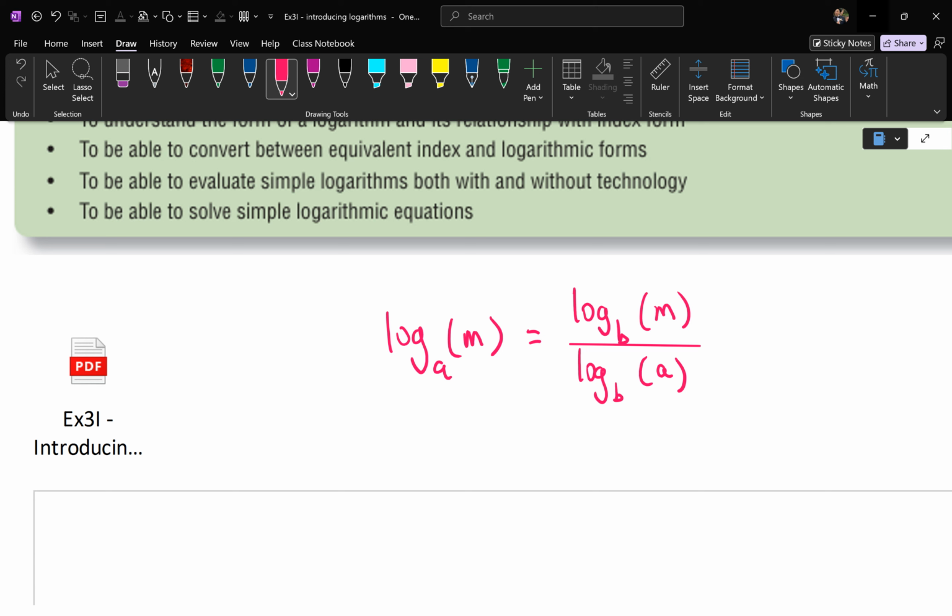Later on, once you guys get really good at logs, I'll prove this for you. I'll show you where the proof comes from. But at the moment, write this one down. Where do you write it? Write it somewhere on your sheet, just a little corner somewhere.